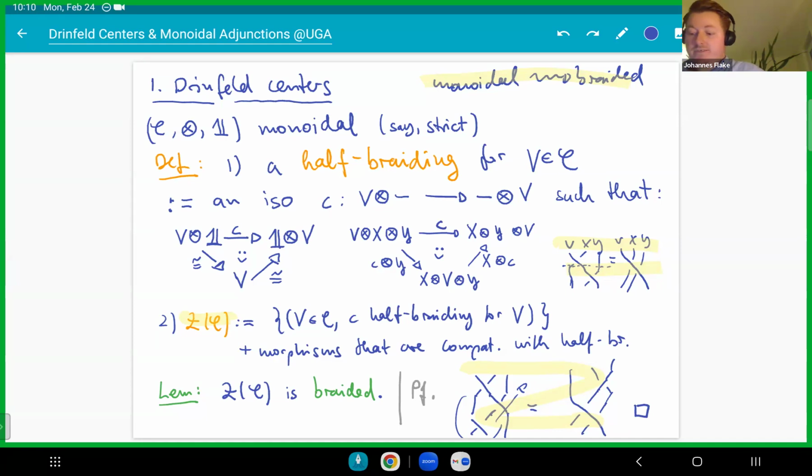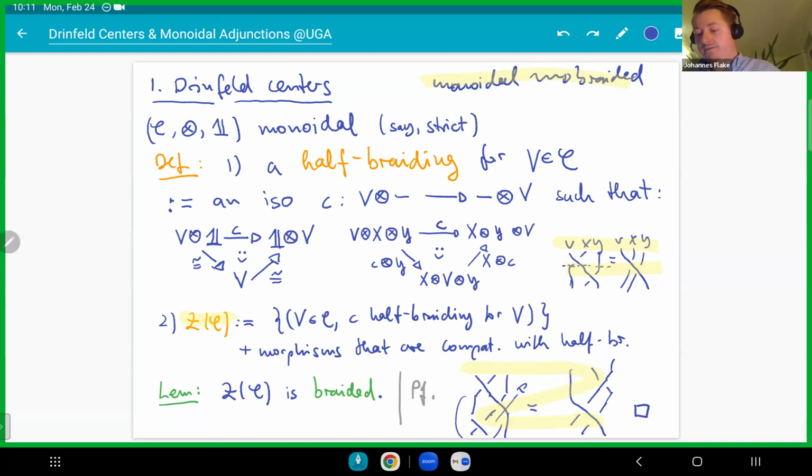Because now what I can do is I can collect all objects with all possible half braidings. So for each object, I take all the possible half braidings. And I define these to be the objects of a new category, where the morphisms now are just those compatible or somehow commuting with the half braidings. So this gives me a category which I denote ZC, which is the Drinfeld center, also sometimes called the monoidal center of C.